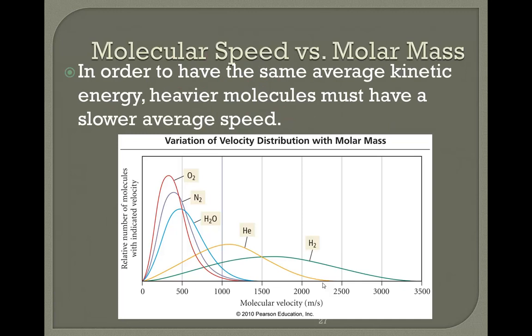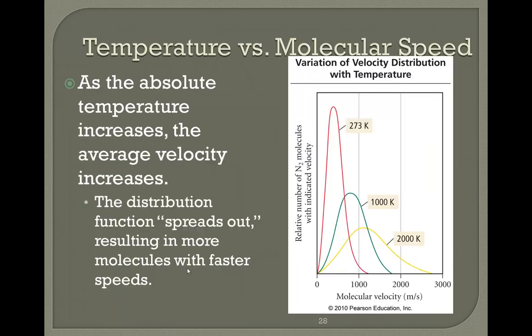In order to have the same average kinetic energy, heavier molecules must have a slower average speed. So for instance, hydrogen is extremely fast. Notice how it's all the way out here in the velocity area, and it's only 2.02, whereas oxygen, out of all of these examples, is the heaviest at 32.0, and it is bunched up in the slowest regions. As the absolute temperature increases, the average velocity increases. The distribution function spreads out, resulting in more molecules with faster speeds.